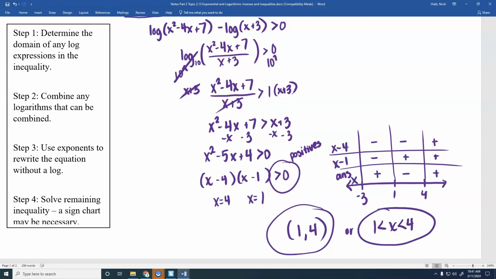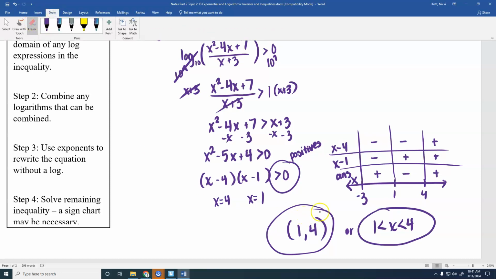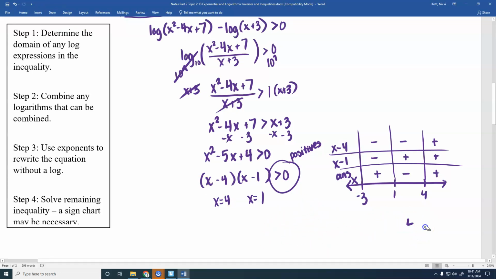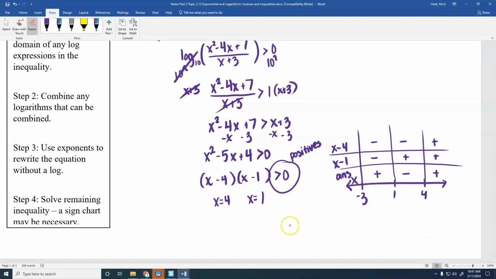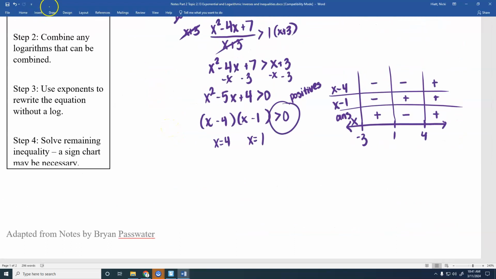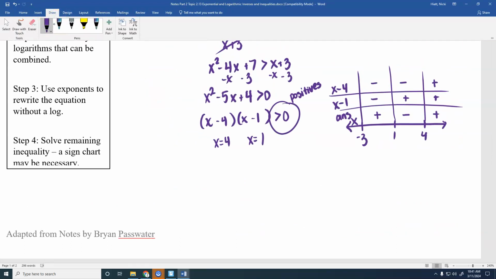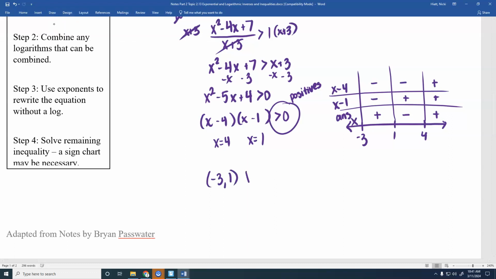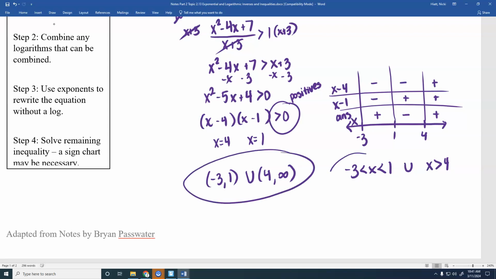Oh, wait. Those are the wrong answers. What am I thinking? That would be if it was negatives. It should be negative 3 to 1. Sorry about that. Negative 3 to 1 and 4 to infinity. Or you might see that written as negative 3 less than x less than 1 and x is greater than 4. So it could be this one or this.